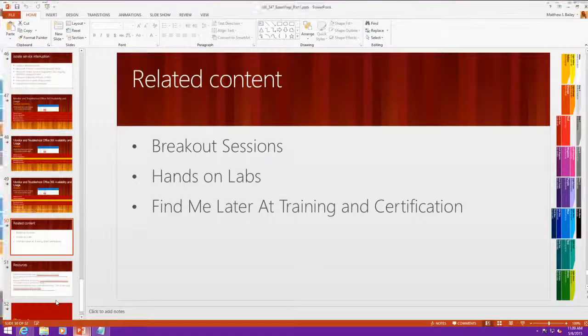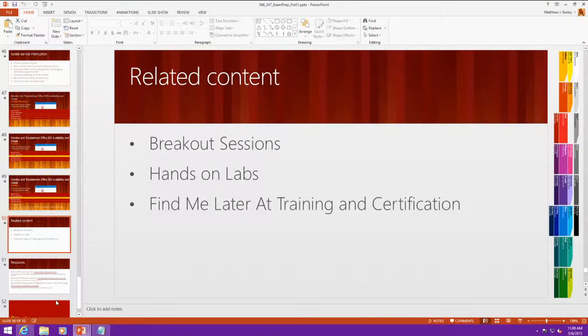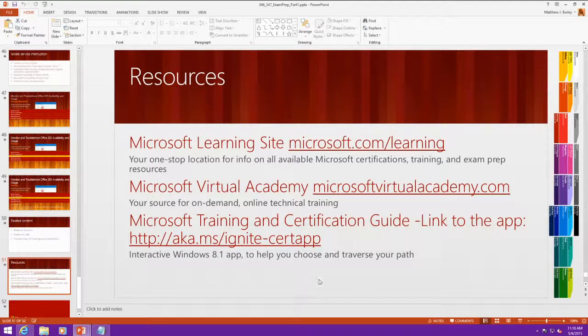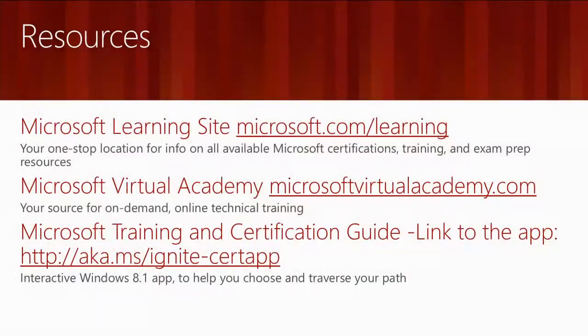What site is that you're on? Sorry? That previous screen, what site was that? Was that the academy? Yes, just a moment. Yeah, it was. The first one is the Microsoft Learning site, where you can see exams and trainings associated with the exams. The second one is the Virtual Academy site, and the third one is the training certification guide that will show you the certification path, and you also have a Windows app for that.